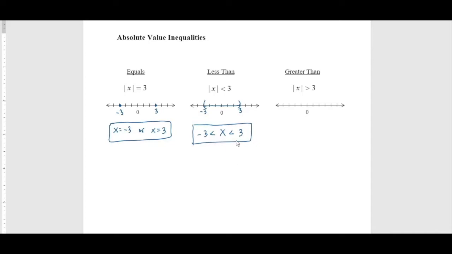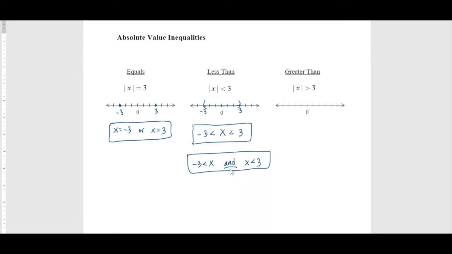This three-part inequality is the easiest way to write this algebraically. This says that x is greater than negative 3 and x is less than positive 3. Sometimes you will see that written out separately. If you do write it out separately, it's very important that you use the word and, because it has to be both greater than negative 3 and less than positive 3.